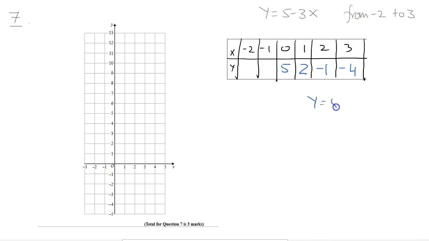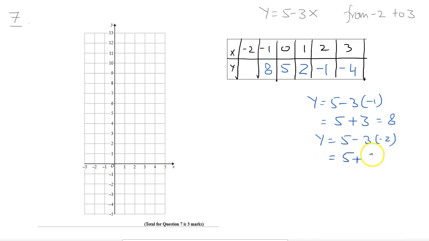Now the negative value is -1. So Y is equal to 5 minus 3x, with x as -1. So that will be 5 minus minus, plus. 3 times 1 is 3. That is 8. And if it is -2, Y is equal to 5 minus 3 times -2. So 5 minus minus plus, and 3 times 2 is 6, so it will be 11. Make sure you write all these values to get full marks.